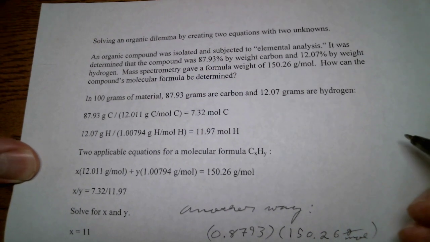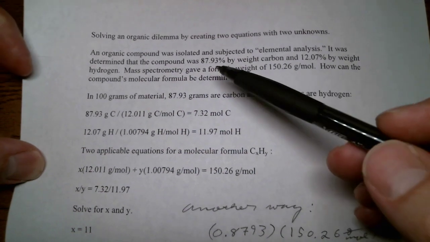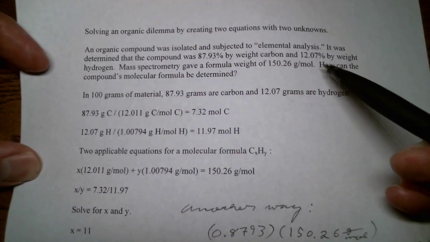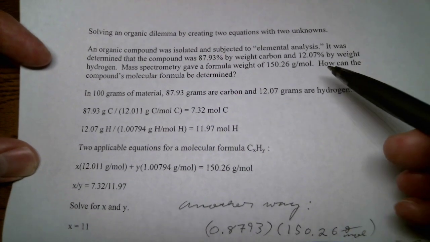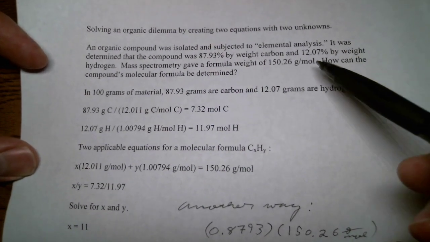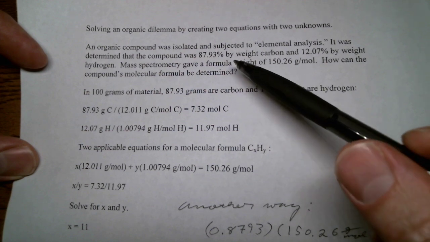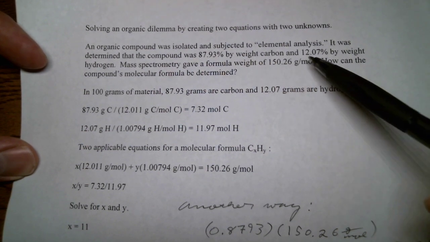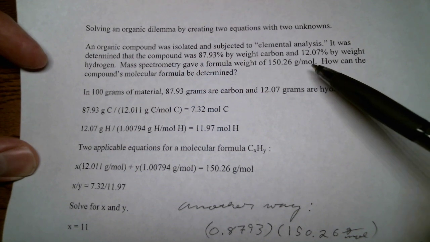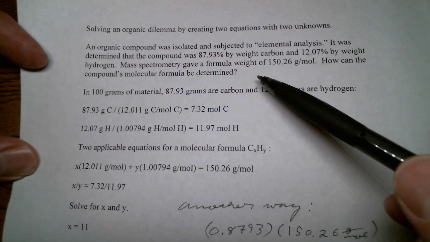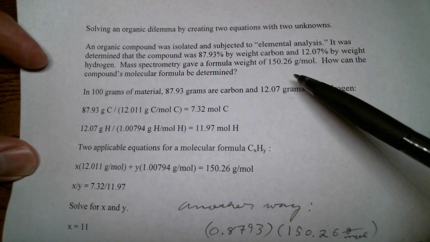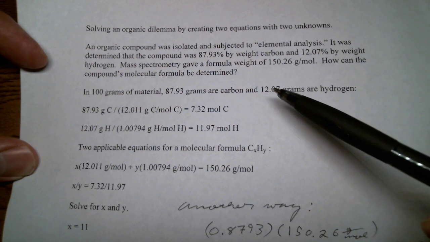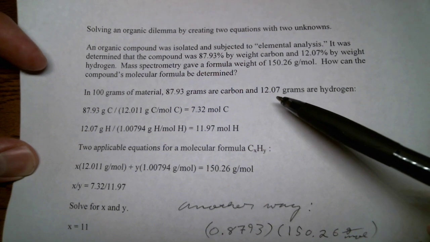Let's say, for example, that you're lucky enough to isolate an organic compound and subject it to elemental analysis, a technique whereby you can figure out the percentages of carbon and hydrogen in it. It was determined that the compound had 87.93% by weight carbon and 12.07% by weight hydrogen. Mass spec gives a formula weight of 150.26 grams per mole. So one asks, how can the compound's molecular formula be determined?